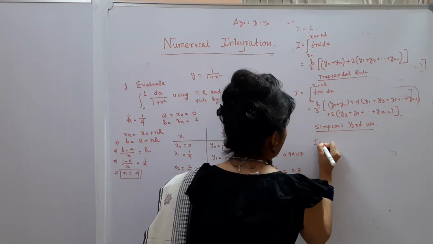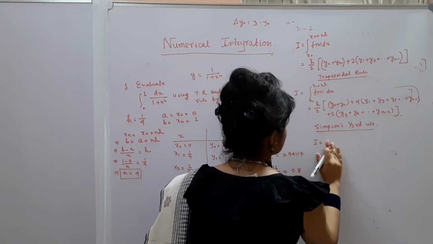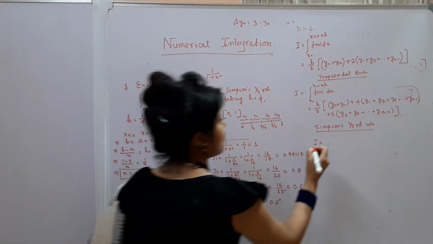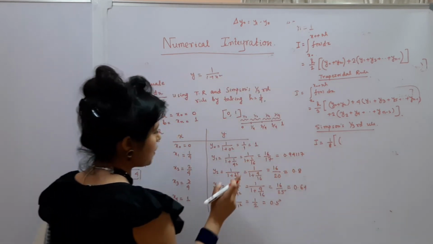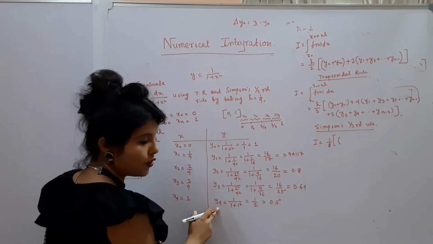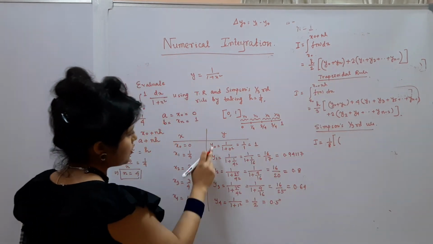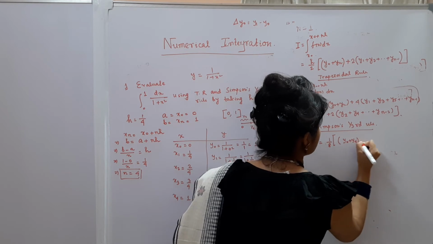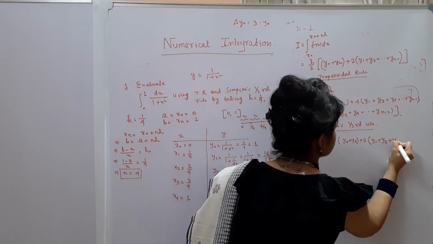So therefore I is equal to h by 2. Here h is 1 by 4, so 1 by 4 into half, that is 1 by 8. Now y0 plus yn, so y0 plus y4, because y4 is the last term here. So you can write it as y0 plus y4 plus 2 into y1 plus y2 plus y3.